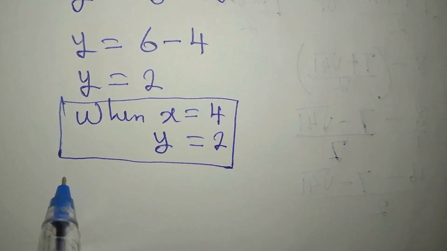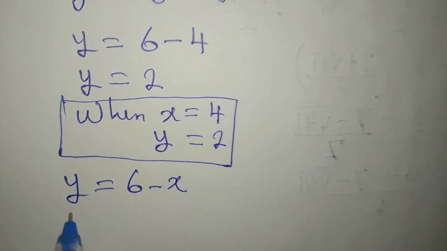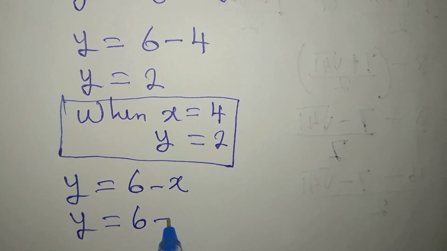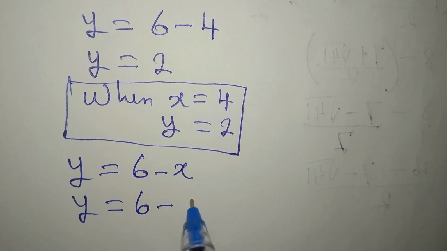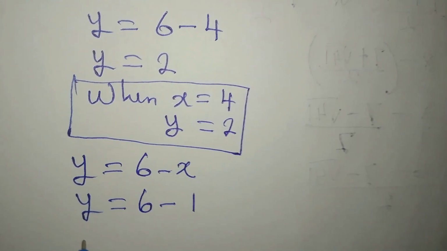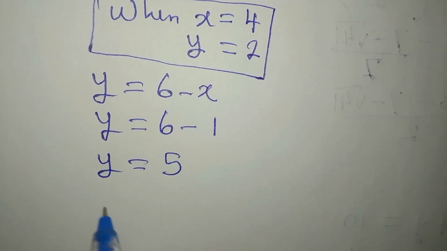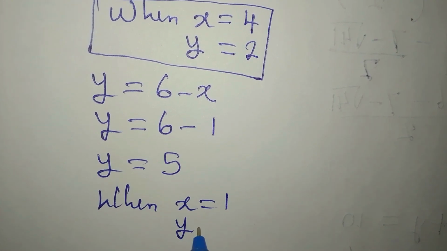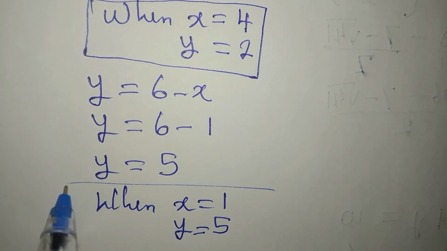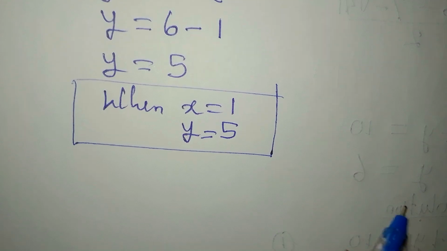We are still using our equation 3, y equals 6 minus x. So y now will be equal to 6 minus the other value of x, which is 1. So I'll write 1 here. And then my y will be 6 minus 1, which is 5. So we are saying that when x is equal to 1, y is equal to 5. So here we have another solution. And like I always do, let's verify what we have got.